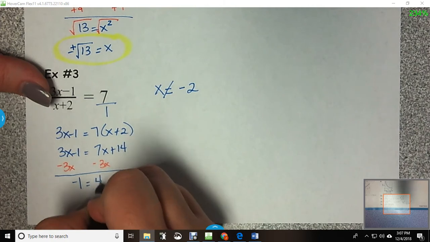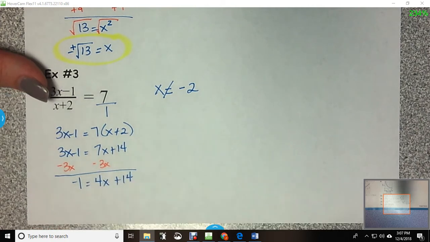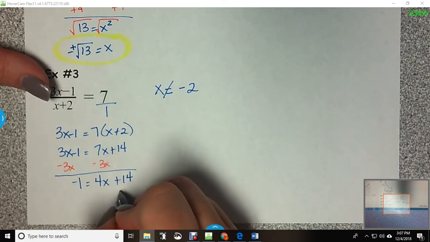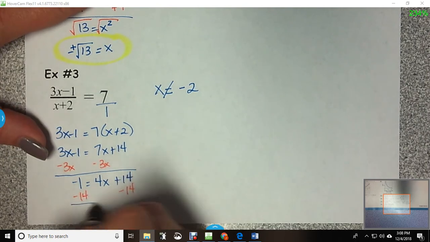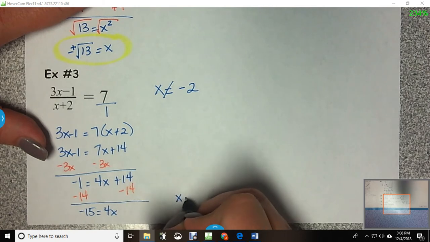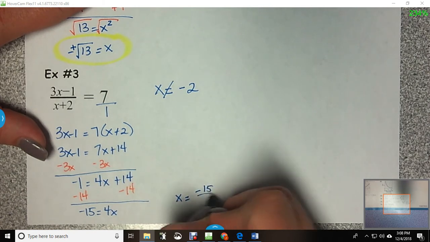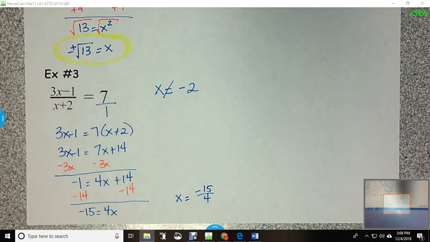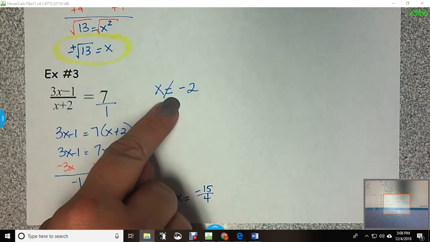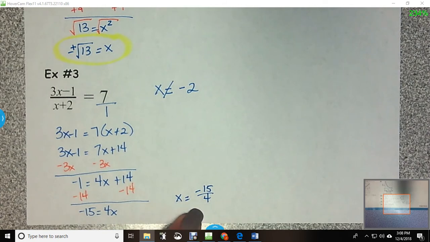This morning, my morning class told me, they said, I got to that problem and I thought it was supposed to be something really hard and I just didn't even know how to do the easy stuff anymore. You feel that? Okay, so now I'm going to subtract my 14. So -15 equals 4x. So x equals -15 fourths. So that is the same as negative 3 3/4 or negative 3.75. My restricted value was negative 2, so is this answer okay?